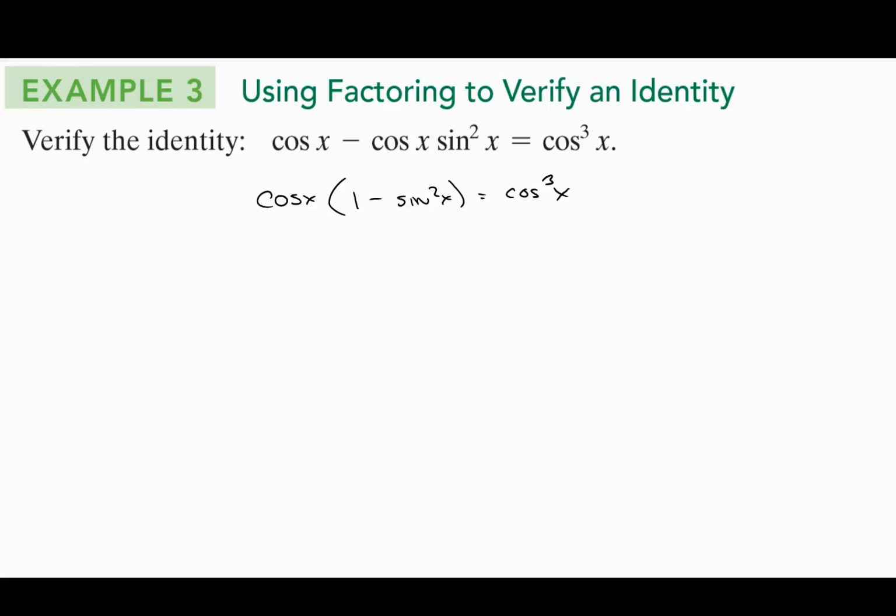Now looking at this, 1 minus sine squared is an identity. Remember that my Pythagorean identity says that sine squared plus cosine squared is equal to 1. When I subtract sine squared from both sides, I get that 1 minus sine squared is equal to cosine squared. And just like with variables, a cosine to the first power times a cosine to the second power, we add the exponents together and get cosine to the third power.